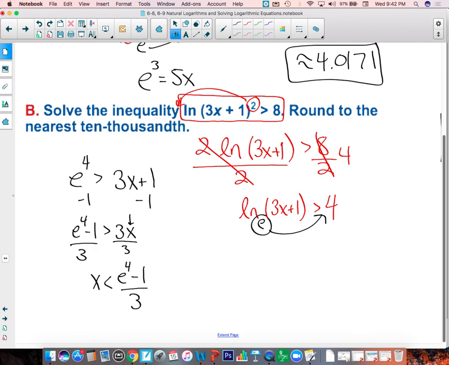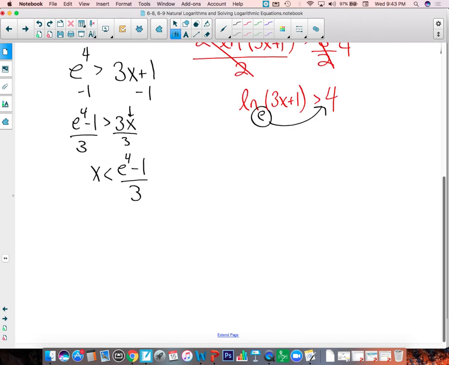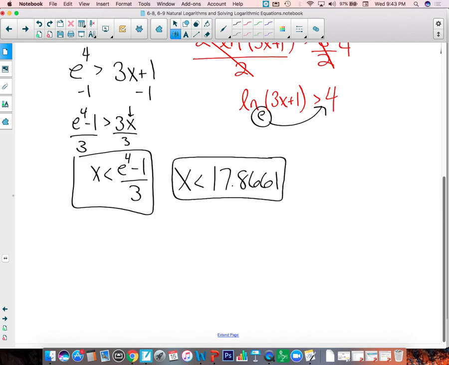And then you would just put that in your calculator and get a decimal. All right, so when I do that, x is less than, so e to the 4th minus 1 divided by 3. Gives me about 17.8661. Okay? So that is my answer for that inequality. And again, you can check it. You can throw it in there and see if you put that in there, are you actually going to get numbers that are less than that. Okay?